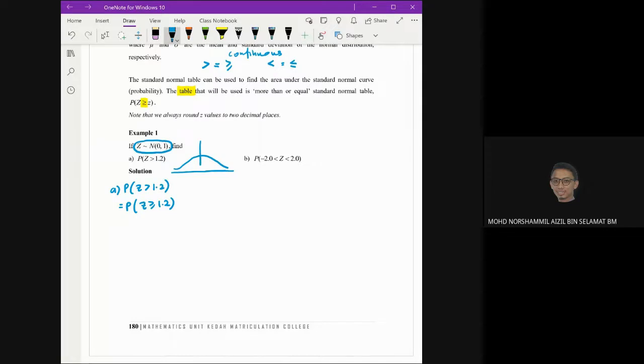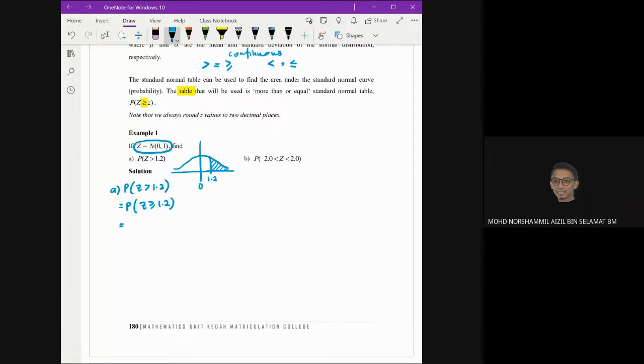Lama tak buat bell shape ni. Okay, so tengah-tengah ni kosong. 1.2 ni dekat mana? Kanan kosong ke kiri kosong? Kanan. So 1.2 will be somewhere here. So Z nak besar ke nak kecil daripada 1.2? Besar. Nak besar kan? So guys, the idea is the answer will be what?